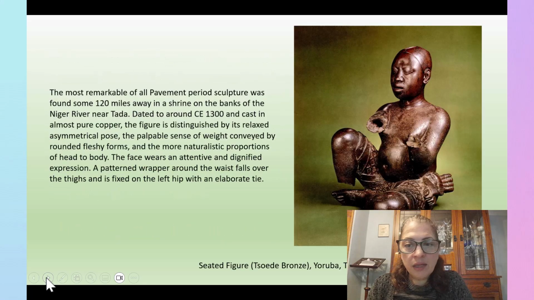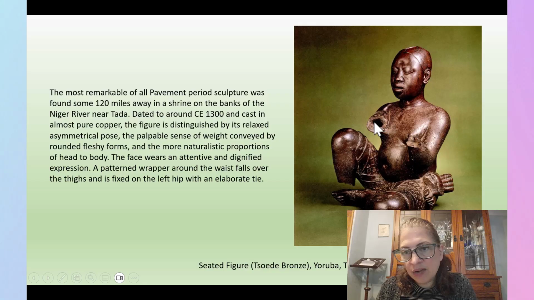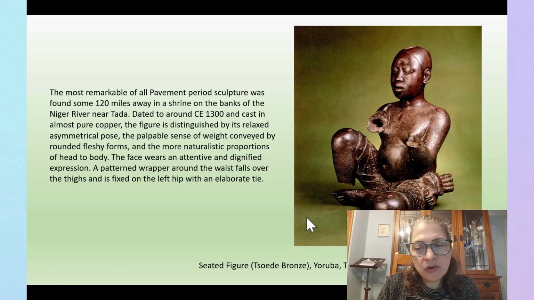Now let's look at another one of these pieces. And this one, you can see how it's a lost wax piece because you can see how it's hollow. This was cast in copper, which is a very soft metal and extremely difficult to cast. And that's why we have part of the limbs missing. It's just because it's such a soft metal. This dates to around 1300.